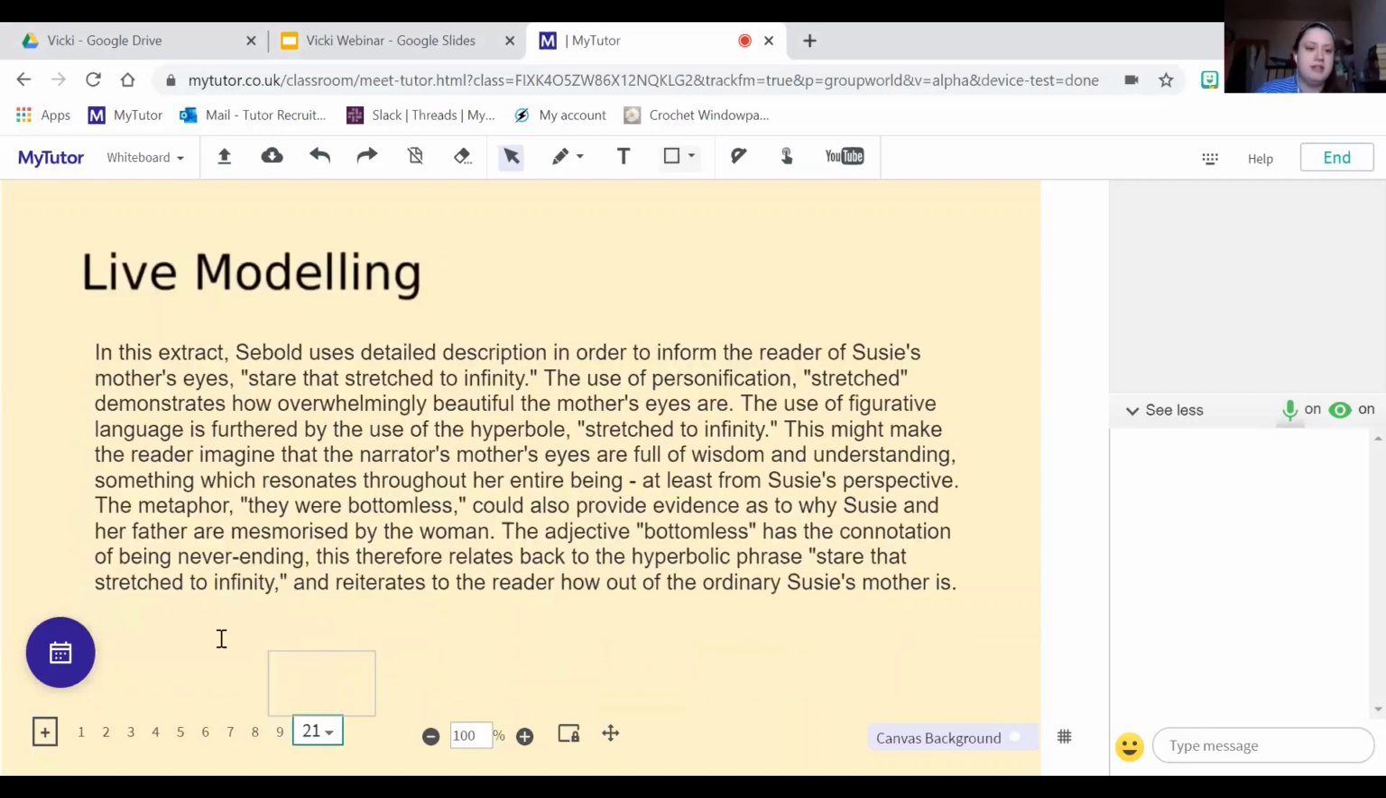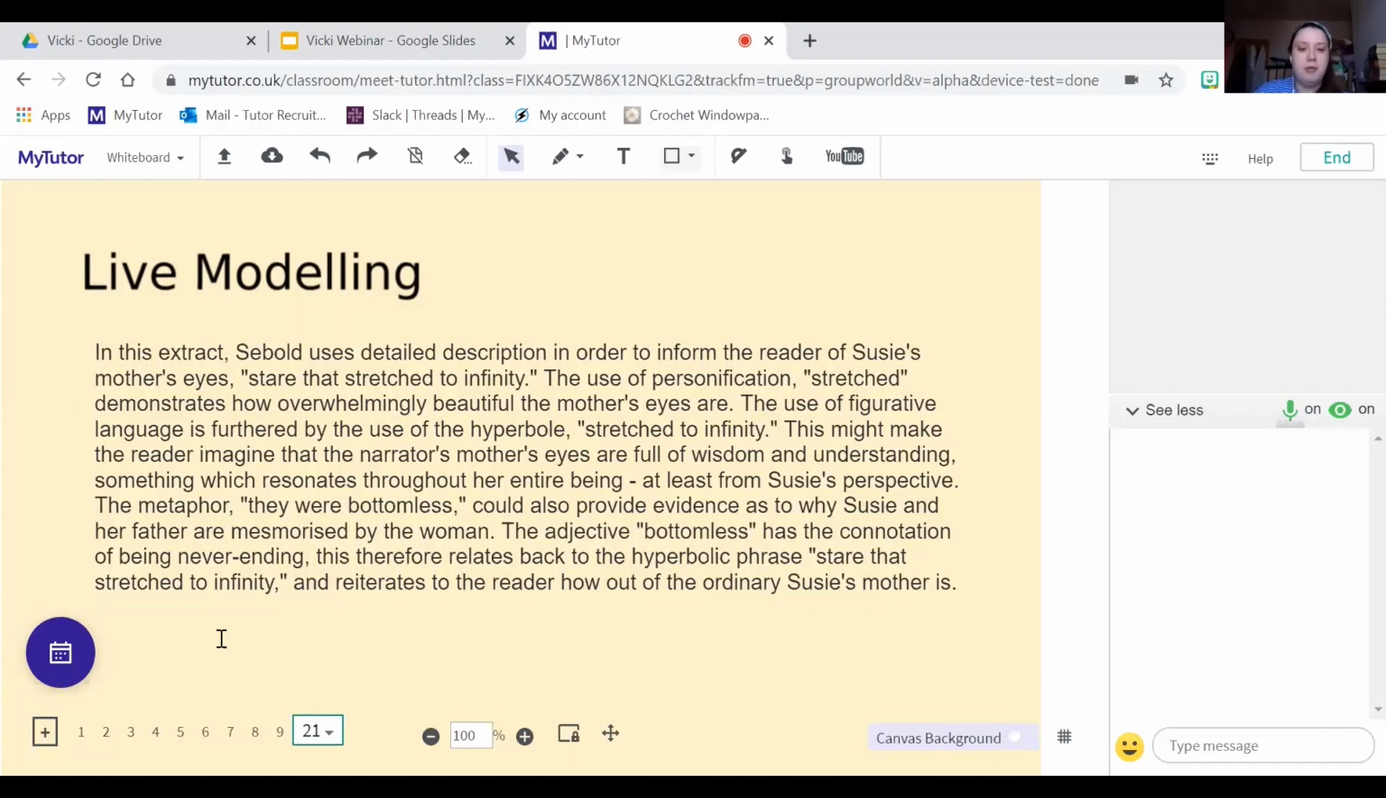So in this extract, Siebold uses detailed description in order to inform the reader of Susie's mother's eyes, stare that stretch to infinity. The use of personification stretched demonstrates how overwhelmingly beautiful the mother's eyes are. This use of figurative language is furthered by the use of the hyperbole stretched to infinity. This might make the reader imagine that the narrator's mother's eyes are full of wisdom and understanding, something which resonates throughout her entire being, at least from Susie's perspective.